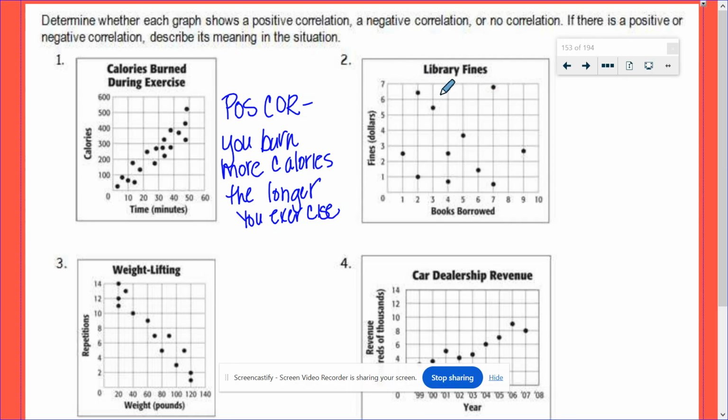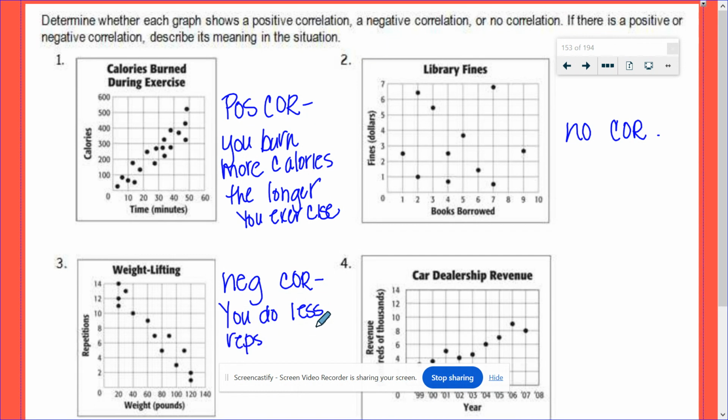All right, let's look at number 2. So library fines, in amount of dollars, and the books borrowed, the points are all over the place. So we would say no correlation. In number 3, we're looking at weightlifting, repetitions, and the weight. So notice that the points are going top left to bottom right. So we would then say that there is a negative correlation, and then we can describe it. So what's going on here? Well, it looks like the amount of reps are going down as the weights are getting higher. So we could say that you do less repetitions the heavier the weights.